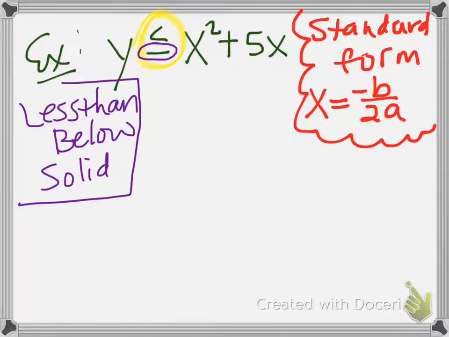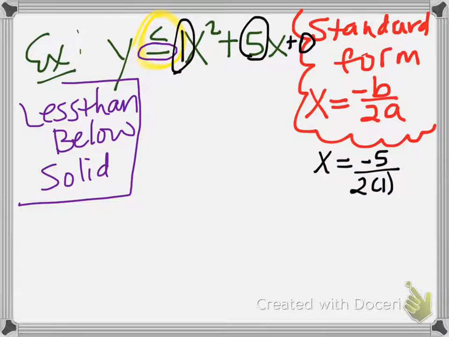Okay, so let's find our vertex and axis of symmetry and see if we can graph this. So x equals negative b over 2a. My b is 5. My a is going to be 1 just like last time. And notice there's nothing at the end, so we know that c will be 0. So negative 5 divided by 2 times 1. So x is negative 5 over 2, which is negative 2.5, not 2.7.